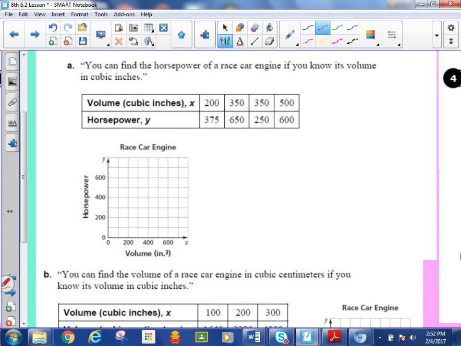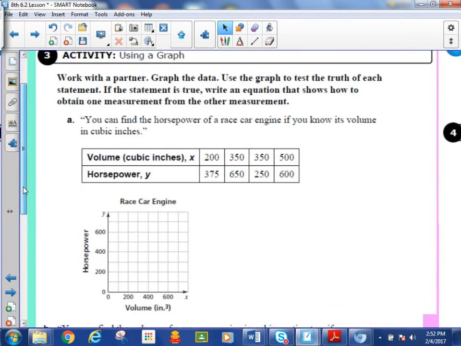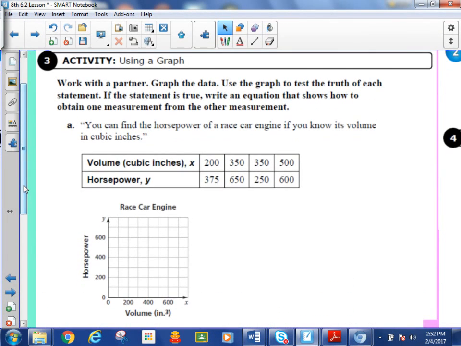Okay, this is activity 3 for 6.2. We're going to be going through and actually graphing some data. It says we're going to work with a partner, graph the data, and graph to test the truth of each statement. If the statement's true, we're then going to write an equation that shows how to obtain one measurement from the other.